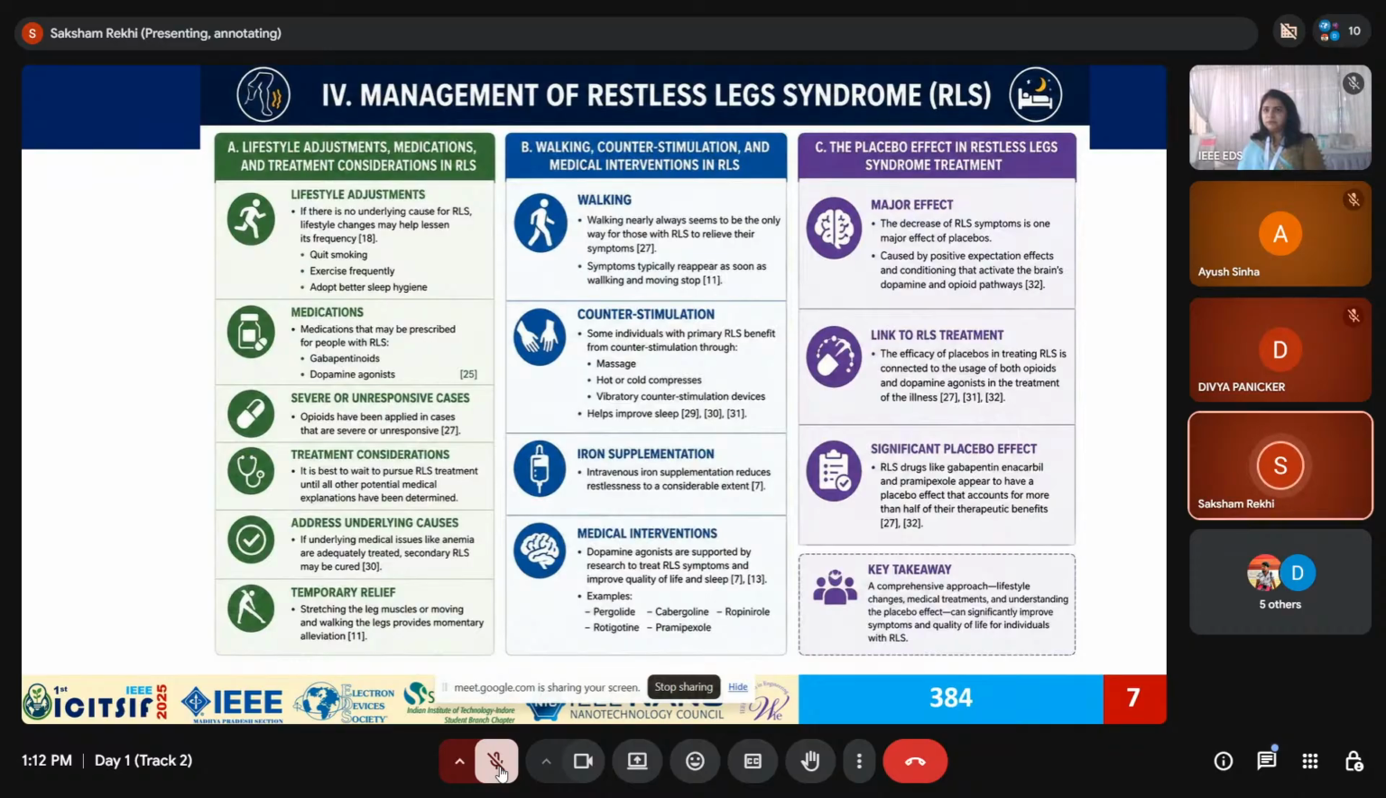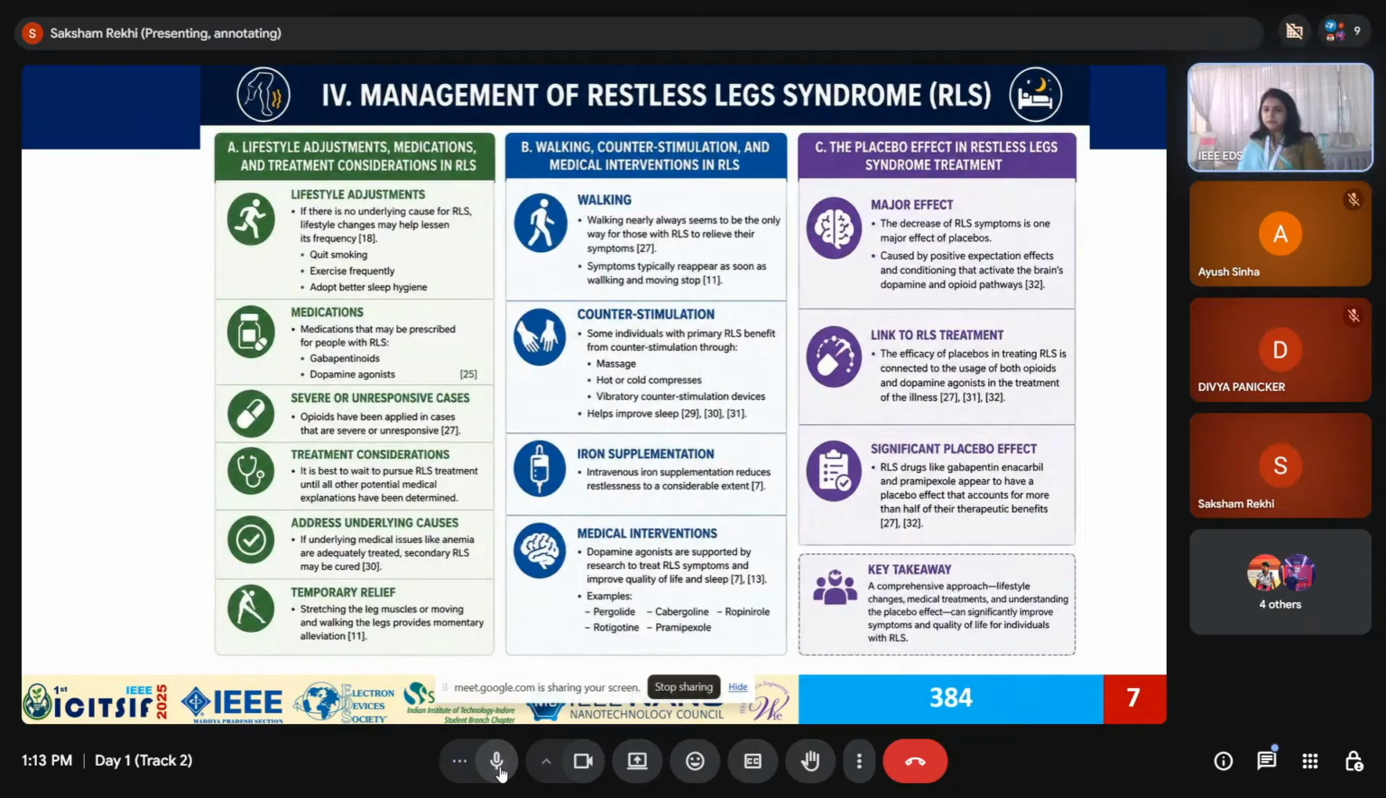Medications that may be prescribed for people with RLS include gabapentinoids and dopamine agonists. In severe or unresponsive cases, opioids have been applied. Treatment considerations: it is best to wait to pursue RLS treatment until all other potential medical explanations have been determined. Address underlying causes: if underlying medical issues like anemia are adequately treated, secondary RLS may be cured.